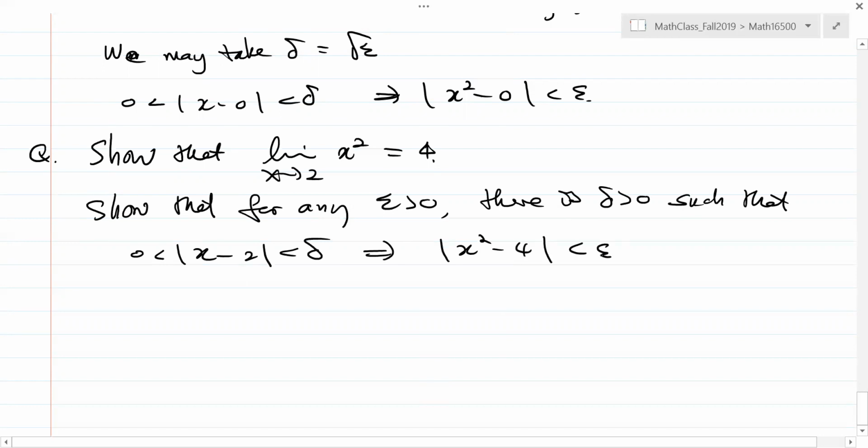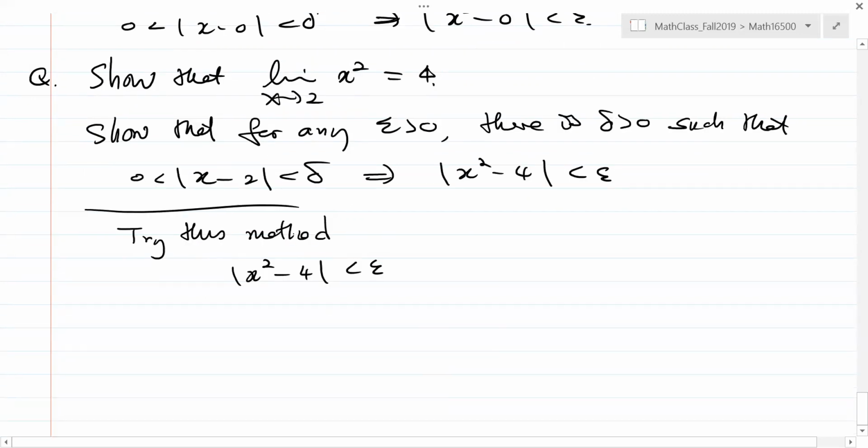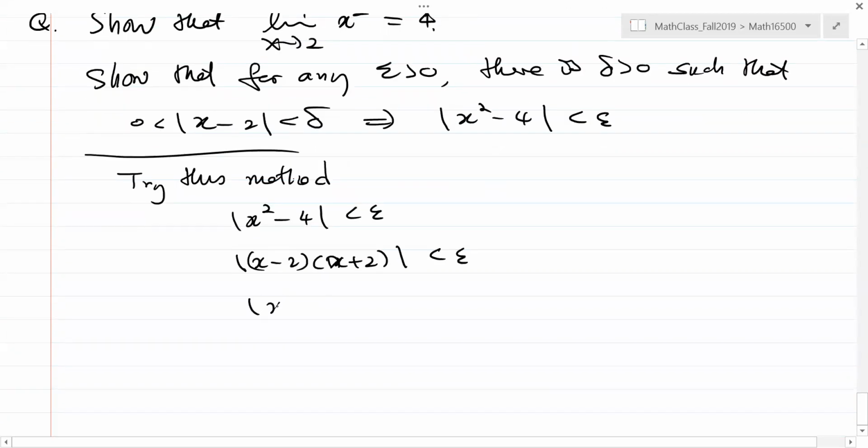Now, you may try the method you learned from Mac, I know some students show to you, some tutors. Let's try this method, though I'm not sure that works. I'm going to simplify this inequality to begin with, to figure out what is delta. Yeah, I see there is still x minus 2 there. Then how to deal with this?